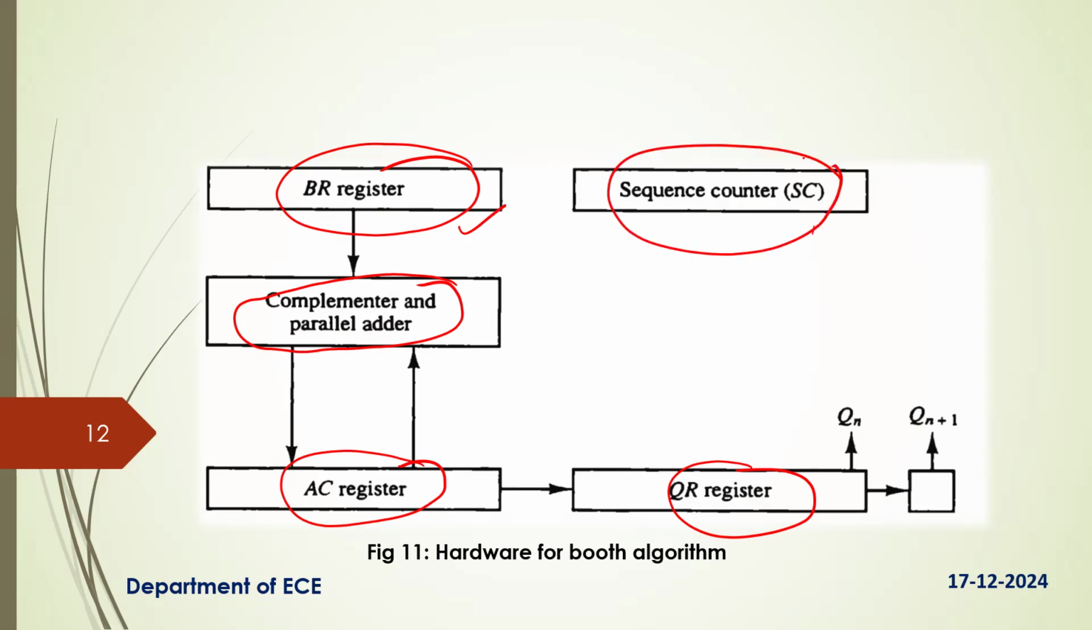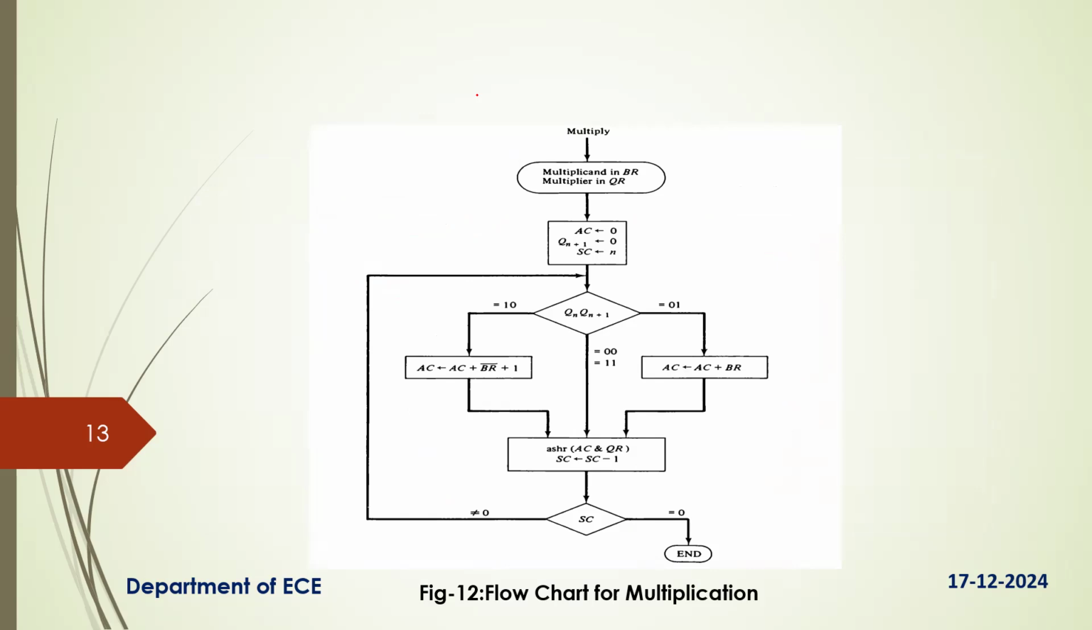Initially the sequence counter is set to some value. After every iteration, the sequence counter is decremented and it is checked whether it is 0 or non-zero. If it is 0, end the process. If it is non-zero, repeat the process. Qn is the least significant bit of the multiplier, and Qn plus 1 is the extra bit, an extra flip-flop, which is initially set to 0. We'll discuss it later. So this is the hardware required for the Booth algorithm, and now we will see the flowchart.